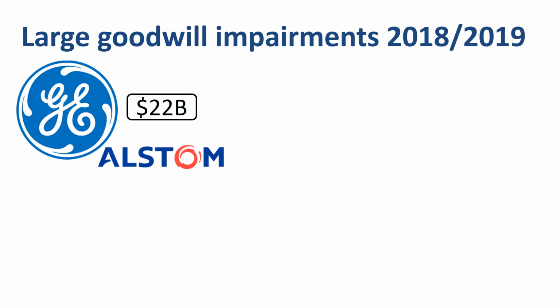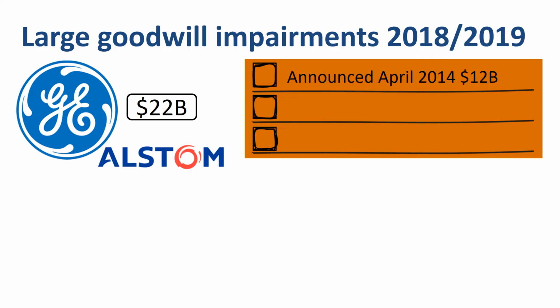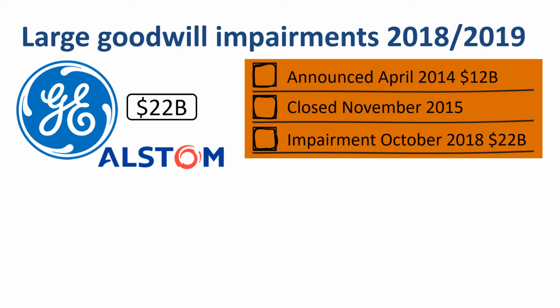GE announced the acquisition of Alstom's power business in April 2014. The deal closed after lots of regulatory discussions and deal structure changes in November 2015. The impairment took place just 3 years later and is enormous versus the deal value.